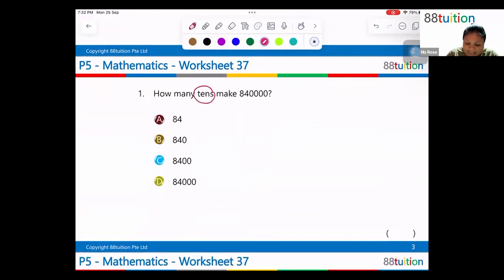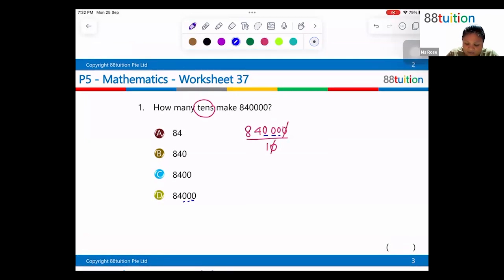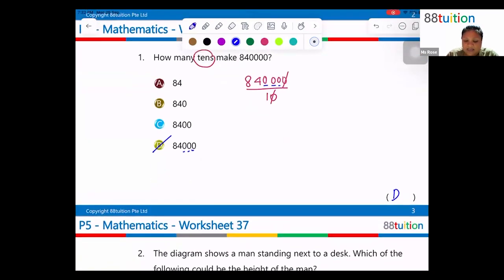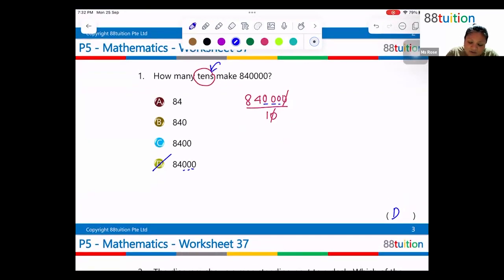So how many tens? So that means out of 840,000, how many tens are there? So I divide by 10 to give me how many? 84, 3 zeros. Okay, so that is 84,000. Now, in this case, if you're not sure how many tens, can you recall if I have 110 means 1 times 10, 2 tens means 2 times 10, right? So if you want to find out how many tens there are in this number, you need to divide by 10. Okay? That's what you need to do.